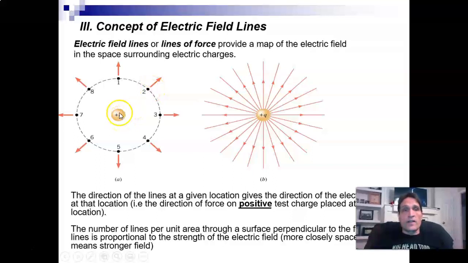And again, if you have a negative charge here, you would still have the same magnitude of the field, but the direction would be pointing toward the source charge because the positive probe charge would be attracted to the negative charge.